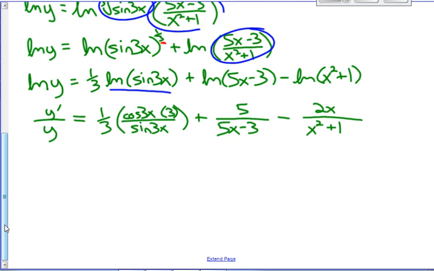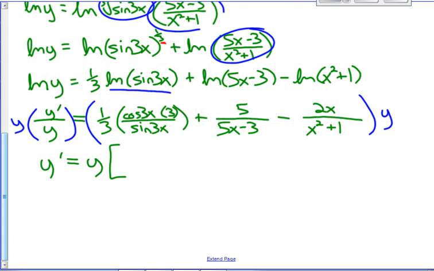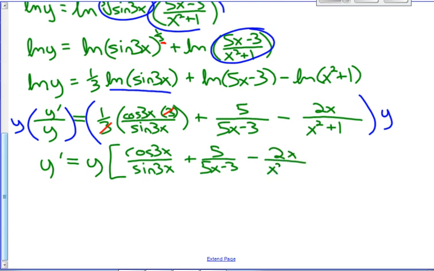We're going to isolate y prime, so that's going to mean multiplying both sides by y. So we get y prime equals y times, now I might do a little bit of simplification here, 3 on top, 3 on bottom, those are gone. So I'd have cos 3x over sine 3x plus 5 over 5x minus 3 minus 2x over x squared plus 1.